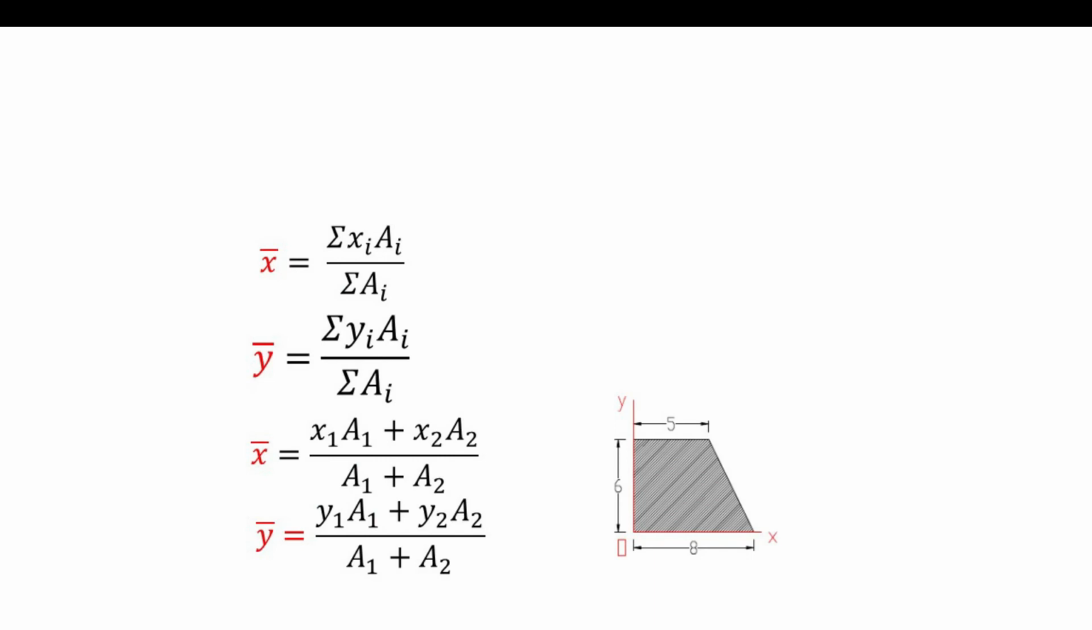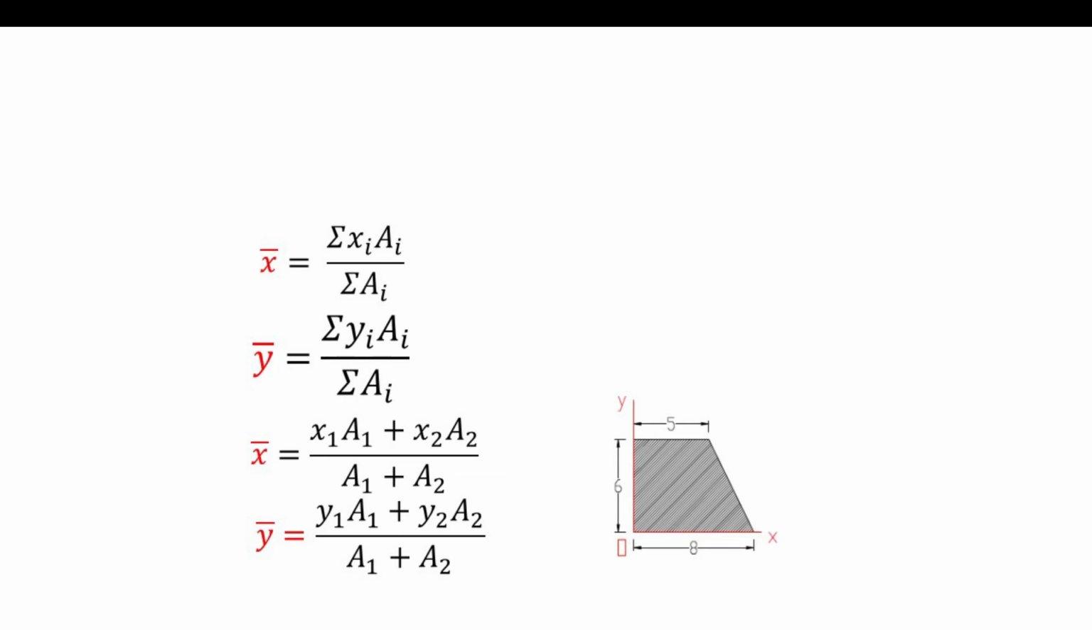We find the location of a centroid of a composite area using these two equations. X bar equals the sum of xi ai divided by the sum of ai. Y bar equals the sum of yi ai divided by the sum of ai. Since we have only two components, x bar equals x1 a1 plus x2 a2 divided by a1 plus a2, and y bar equals y1 a1 plus y2 a2 divided by a1 plus a2.